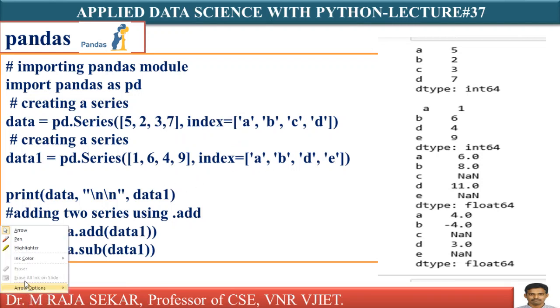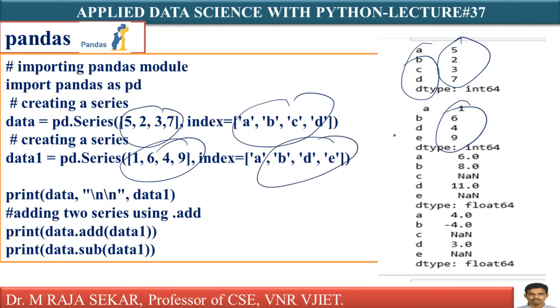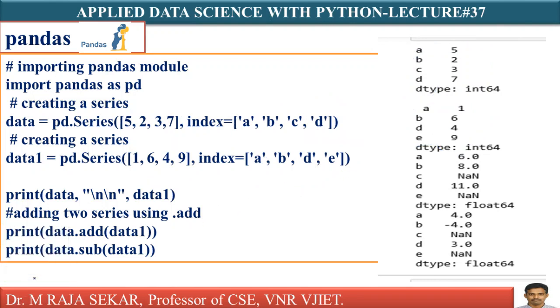What are you creating here? Two series data structures. This is 5237, ABCD, and 1649, A, B, C, D, E, isn't it? Now, print data.add(data1). Data.add(data1) means what? How will it add? A is 5, here A is 1.